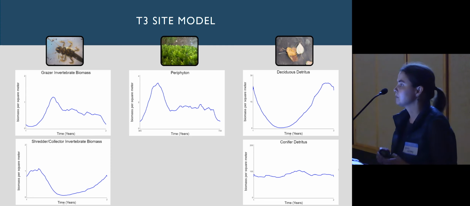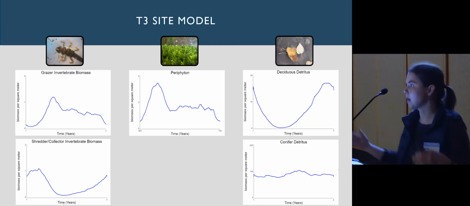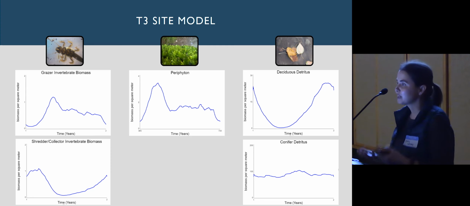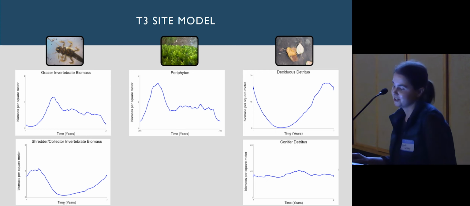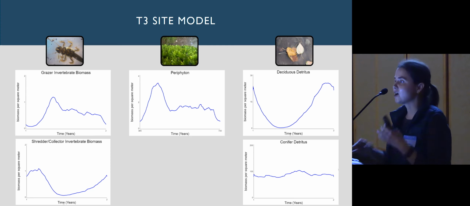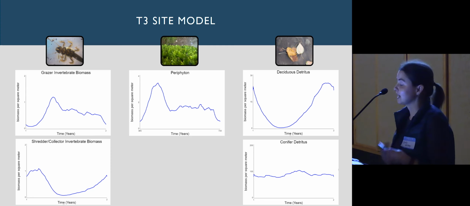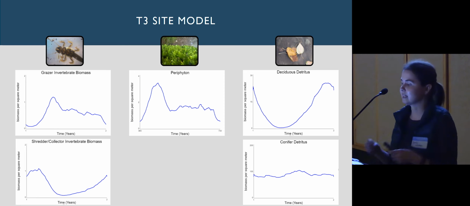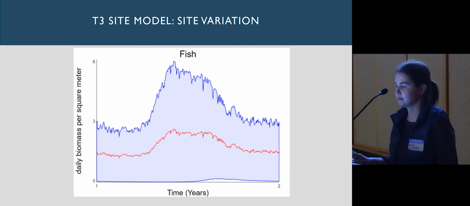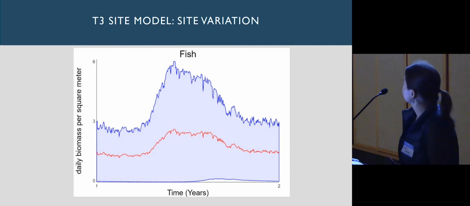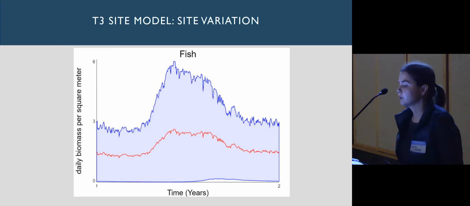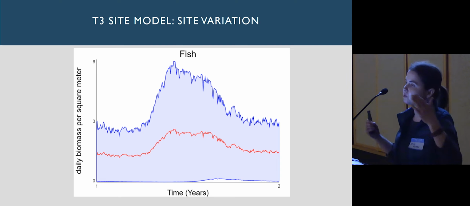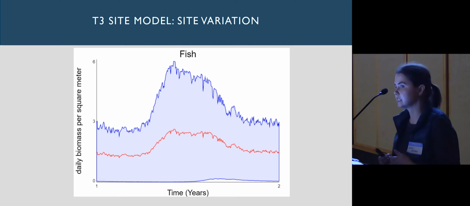So in this case, the data being shown here is from a single model run with a single set of parameters. But one of the things we know about the ATP model is that it's sensitive to site conditions. So to look at how these baseline biomass levels may change as we look at individual sites, we can add some site variation into our model run. So here, this is again our fish biomass within a single year where I have varied the environmental conditions to represent the range of what we might see in our different T3 sites.